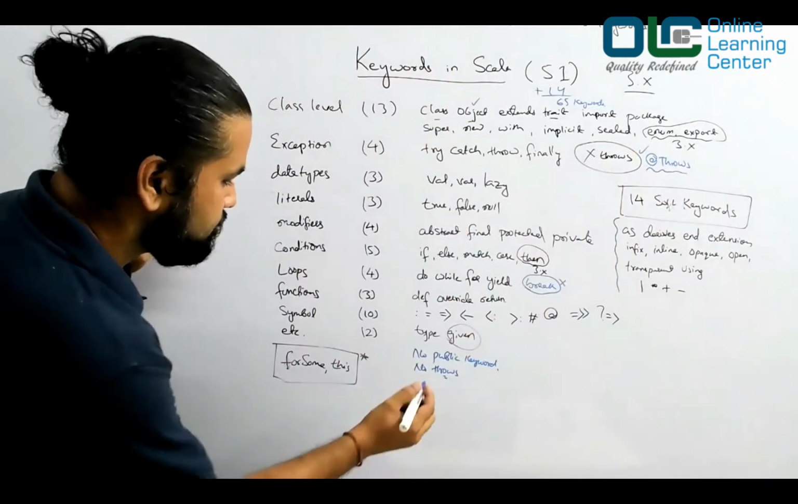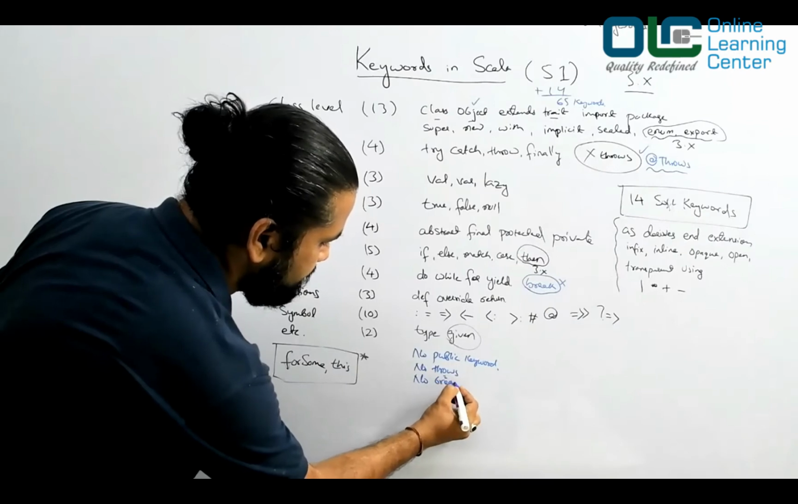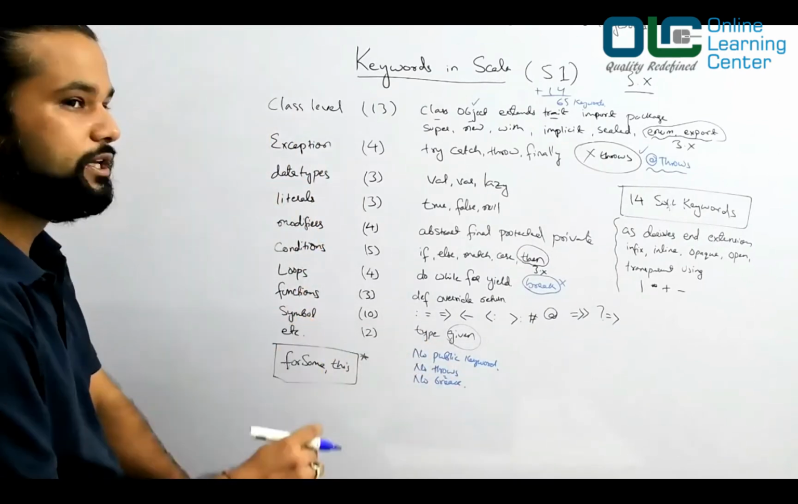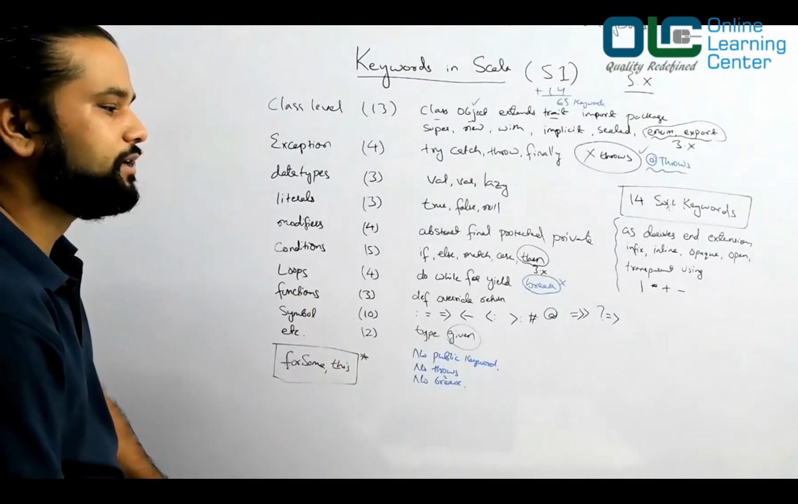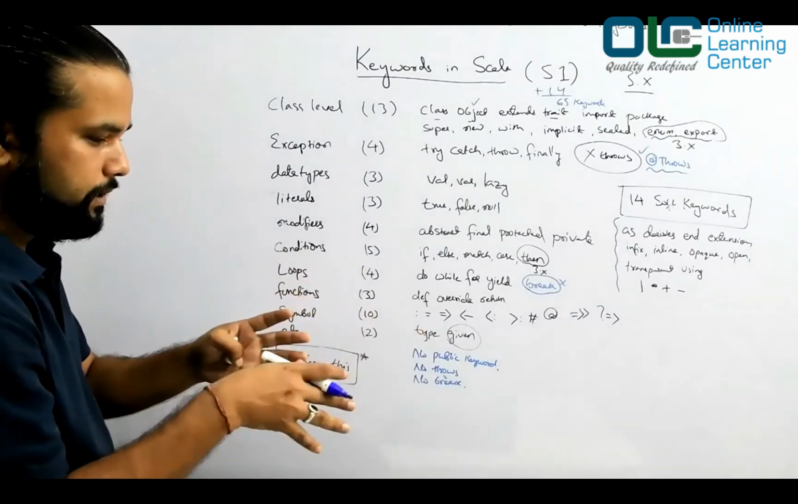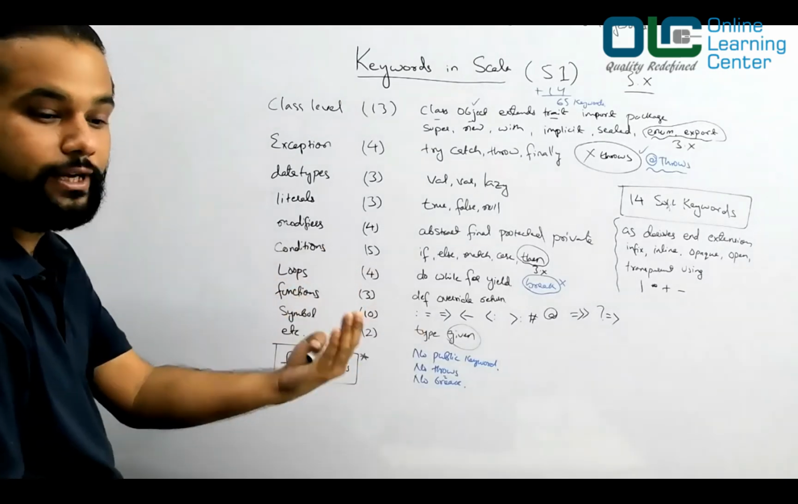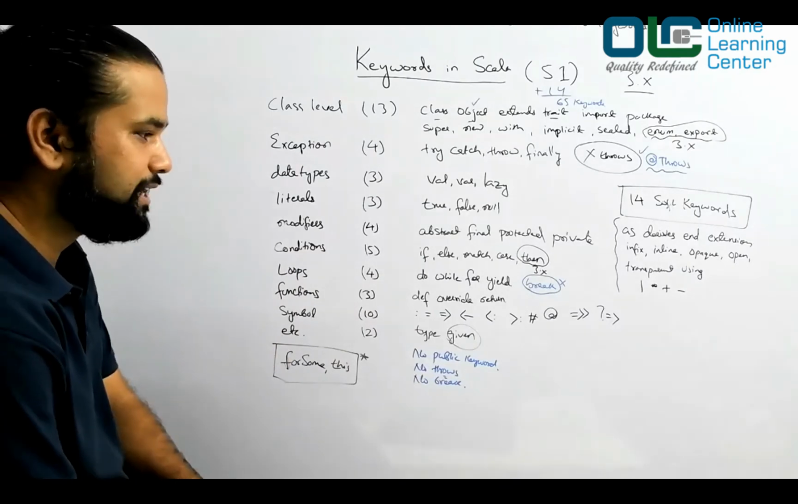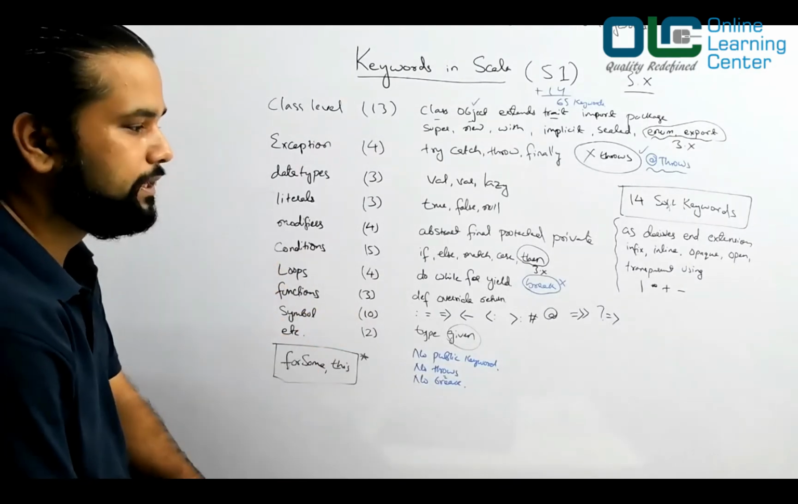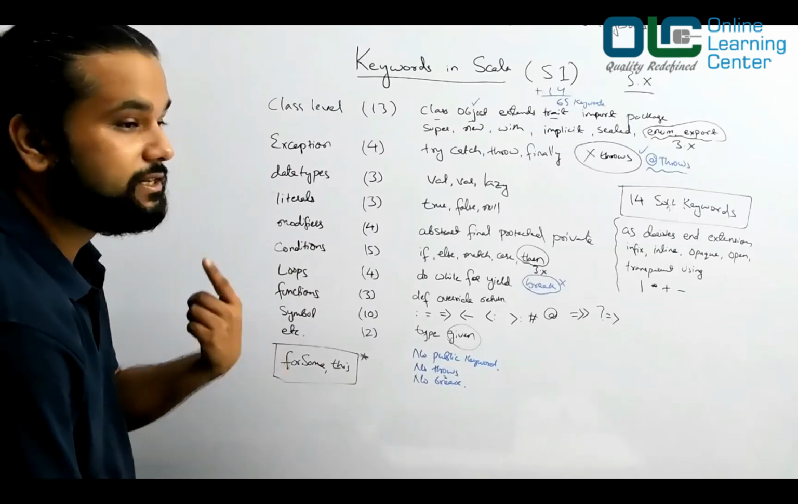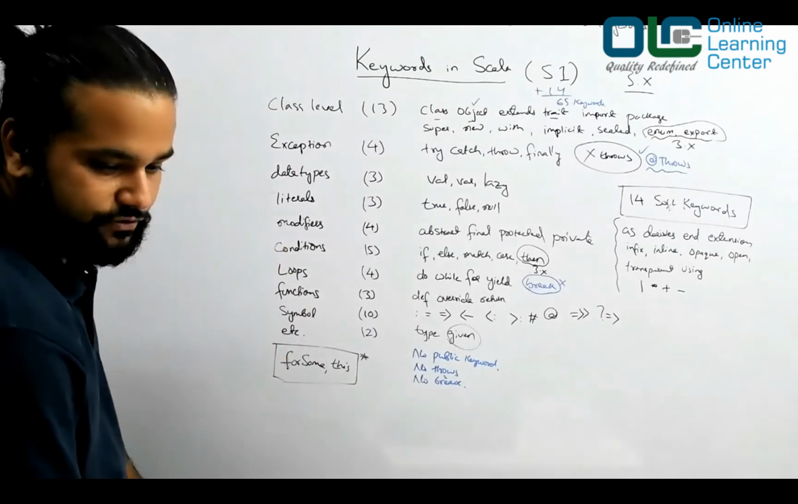Next, there is no break keyword. Break is usually used to break out of a loop. Like you have a loop, and if some condition is met, you would like to get out of the loop. So you use the break keyword in Java, but you do not have the break keyword in Scala. Instead, you have break as a function. We will see that as we move on.